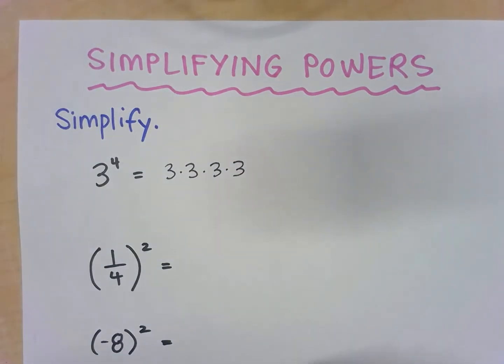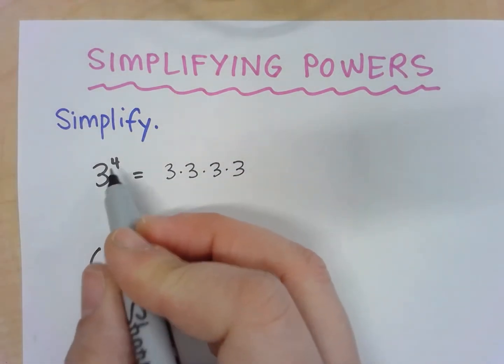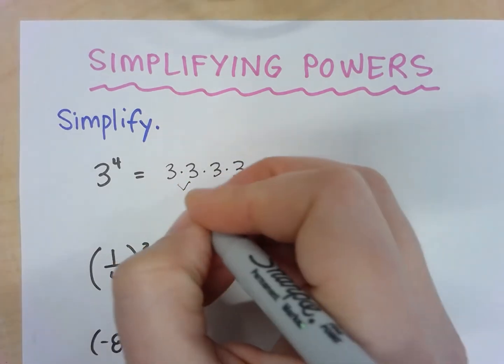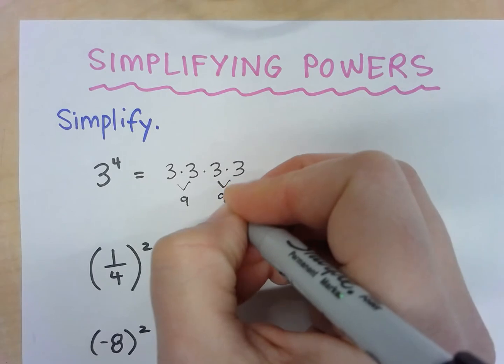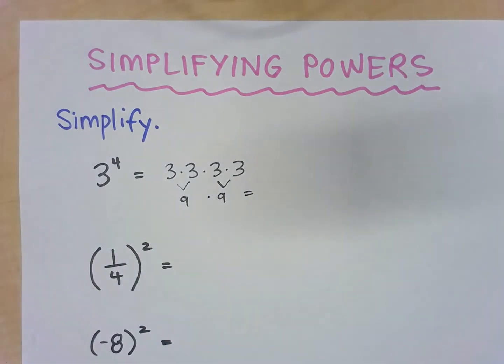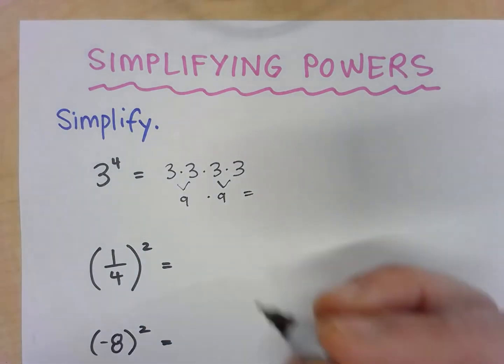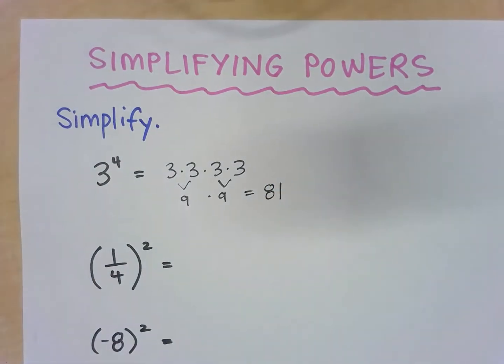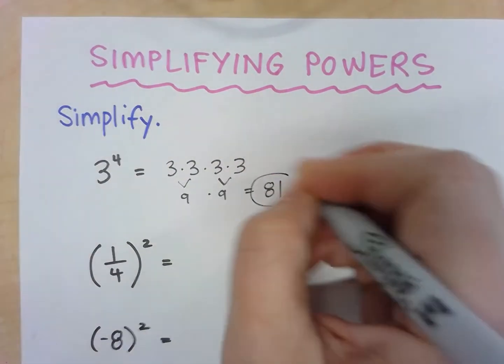Again, be careful. 3 to the 4th power is not the same as 3 times 4. When you group these values together, which I find really helpful, especially if you're multiplying a bunch of numbers together, we get 9 times 9. So 3 to the 4th power is 81.